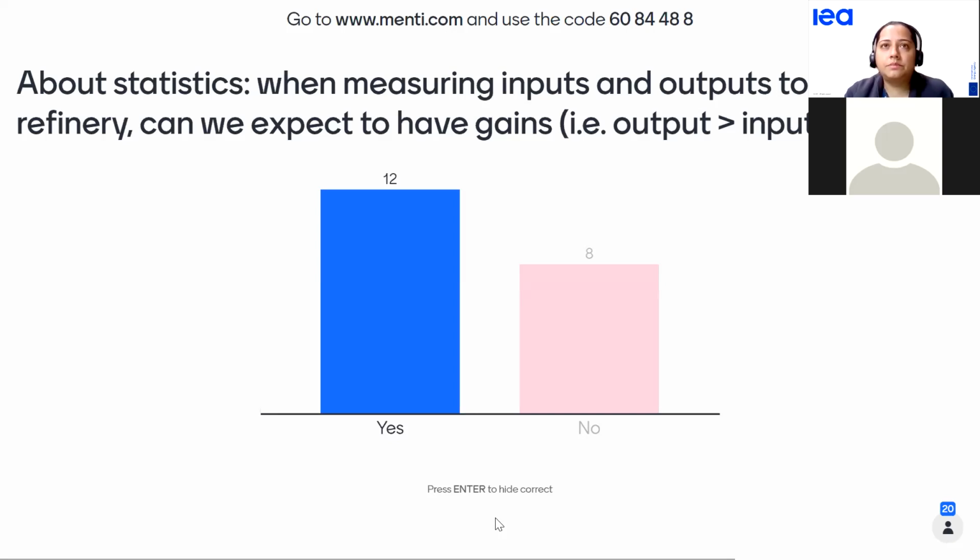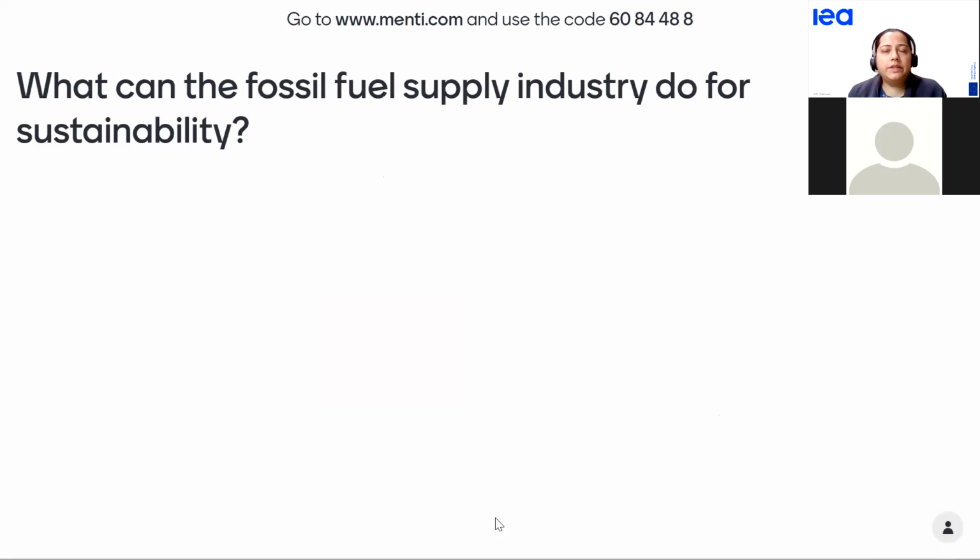So next question is an open-ended question. What can the fossil fuel supply industry do for sustainability? What do you think the oil and gas industry can do for sustainability? This is something that in the second part of the presentation, Rebecca will detail, but we just wanted to see if you have some idea of what the industry can do for sustainability.